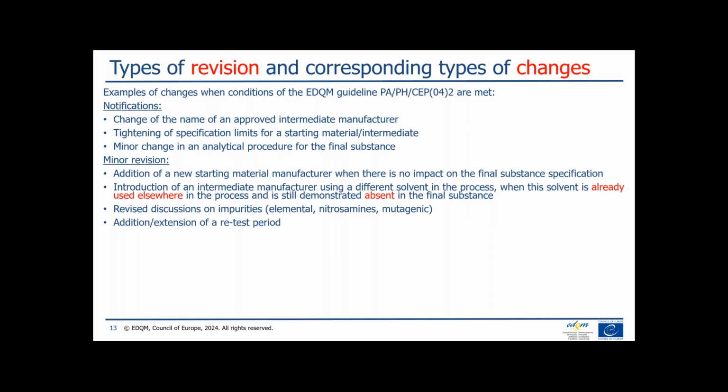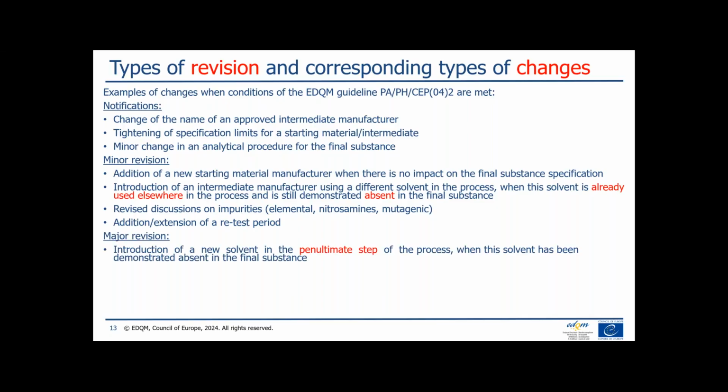So if there is an addition of new starting material manufacturers, there is no impact on the final substance specification. Also the same for the intermediate manufacturers. A revised discussion on impurities, for example nitrosamines, will be a minor change by default. Addition or extension of a retest period is a typical minor change.